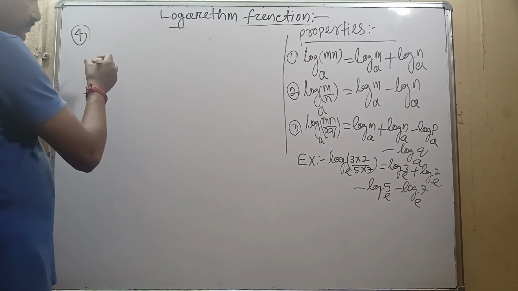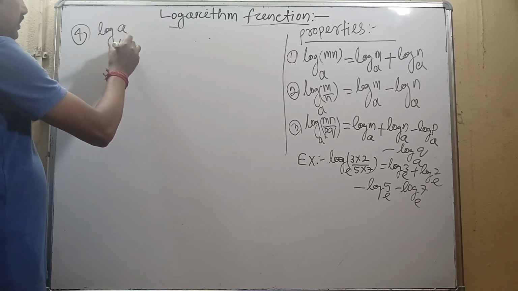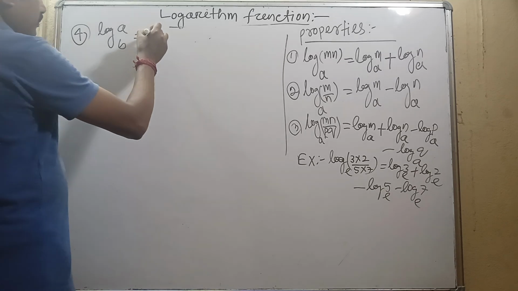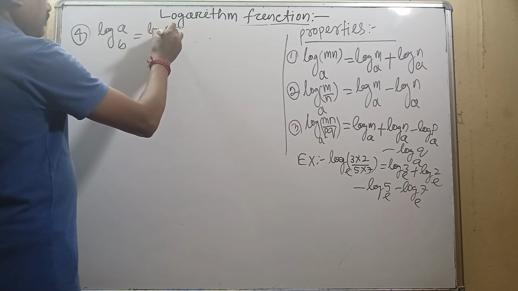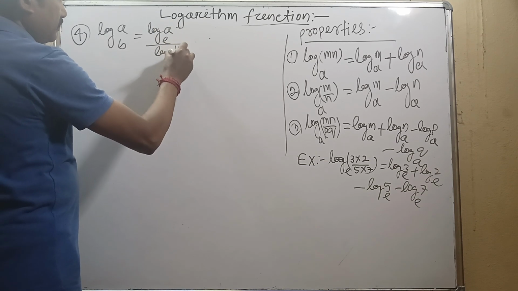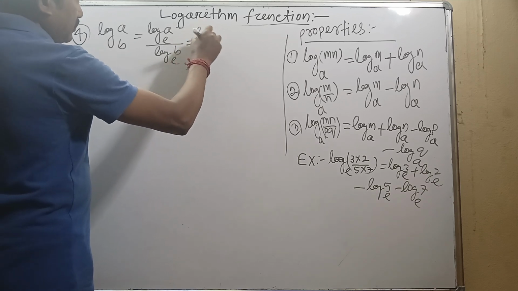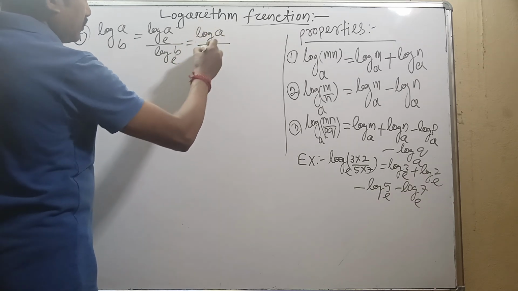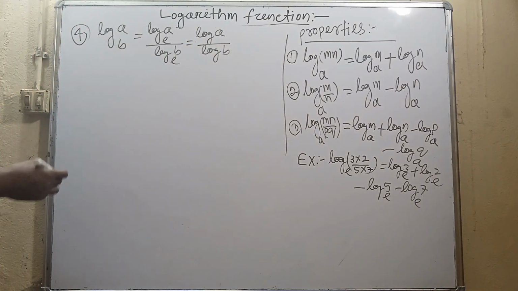Property number 4: log a base b equals log a base e divided by log b base e. You can write this simply as log a divided by log b.